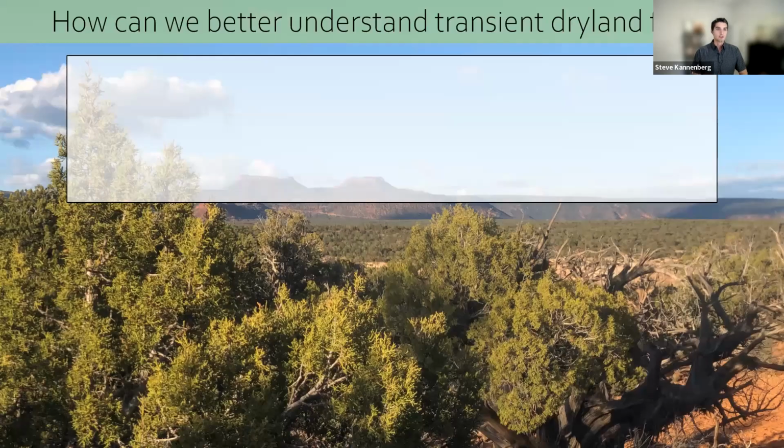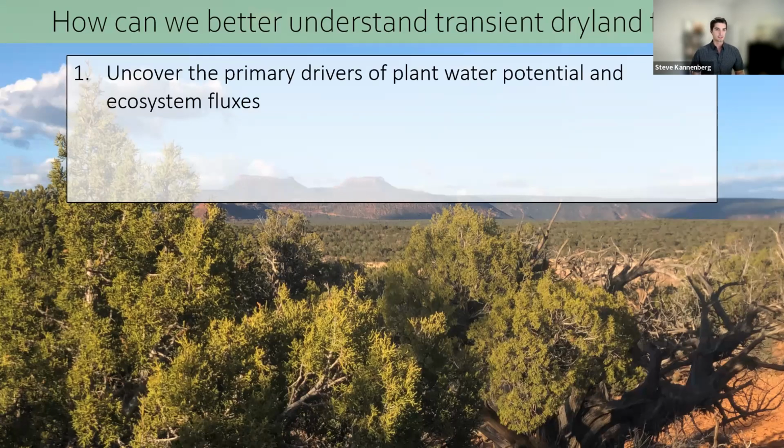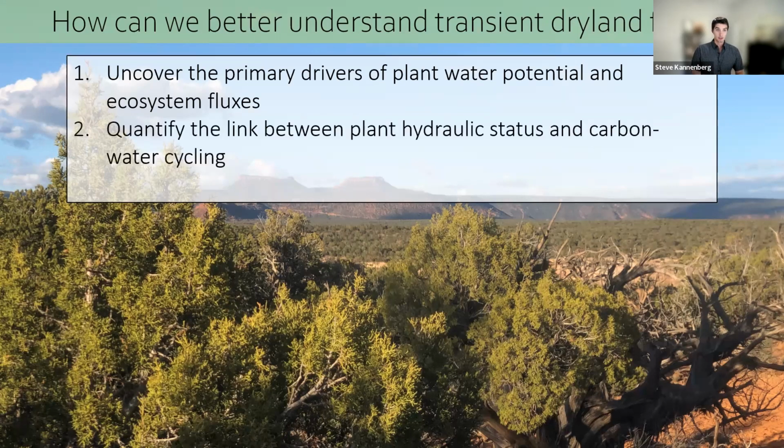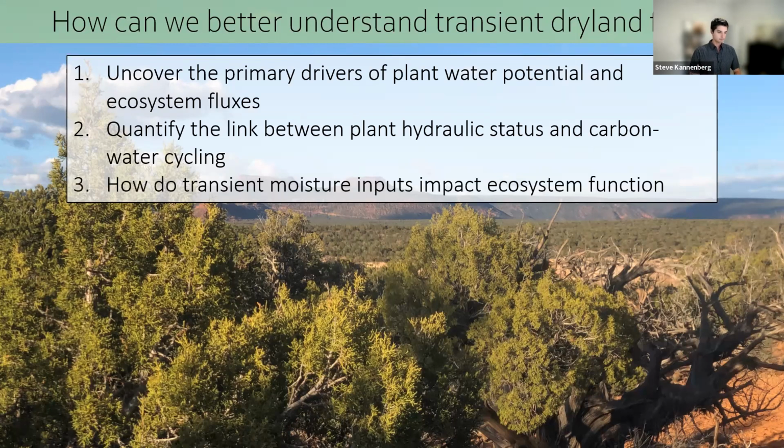So we had three main goals for this project. First off is, what really makes this ecosystem and the vegetation tick? What are the primary drivers of plant water potential and ecosystem fluxes? We also wanted to understand the linkage between plant hydraulic status and carbon and water cycling in this ecosystem. These processes are really rarely measured together, and even more rarely at the same frequency. And finally, we want to take a step back and look at how transient moisture inputs, the dominant influence over the hydrology of the system, really impact ecosystem function.